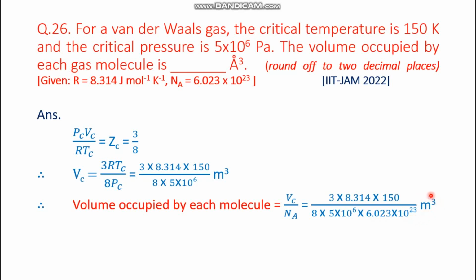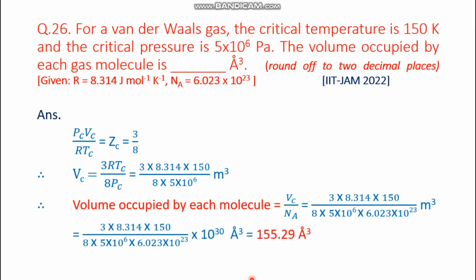Now we have to convert this meter cube into angstrom unit. We know that 1 meter equals 10¹⁰ angstrom. Then 1 meter cube should be 10¹⁰ whole cube angstrom cube, that means 10³⁰ angstrom cube. So if we multiply this whole amount with 10³⁰, then this meter cube unit will be replaced by angstrom cube, and the final value up to 2 decimal places is 155.29 angstrom cube.